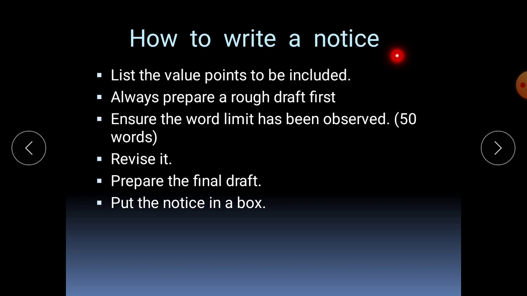Let's see what we should remember while writing a notice. First of all, beta, list the main points to be included. Then always prepare a rough draft, and after that, prepare the final one. Make sure the word limit is observed. The word limit is 50 words. Then revise it and prepare the final draft.